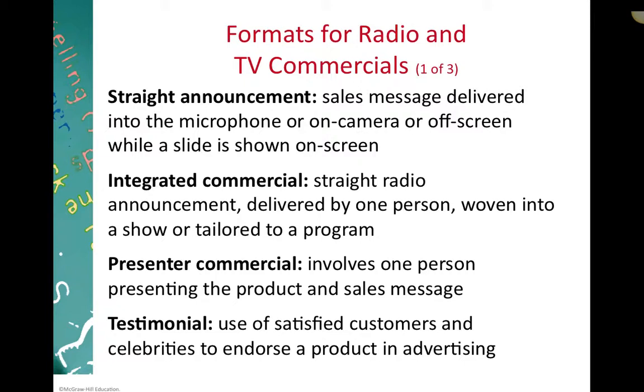The oldest and simplest type of radio or TV commercial, and probably the easiest to write, is the straight announcement. One person, usually a radio or a TV announcer, delivers the sales message. Music may play in the background. Straight announcements are popular because they're adaptable to almost any product or situation. In radio, a straight announcement can also be designed as an integrated commercial. That is, it can be woven into a show or tailored to the style of a given program.